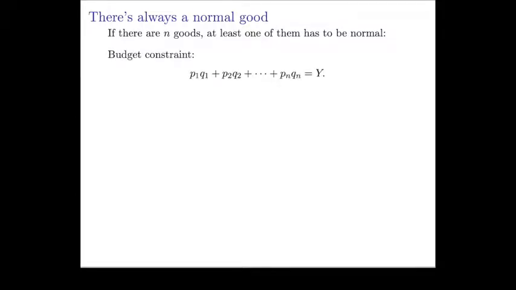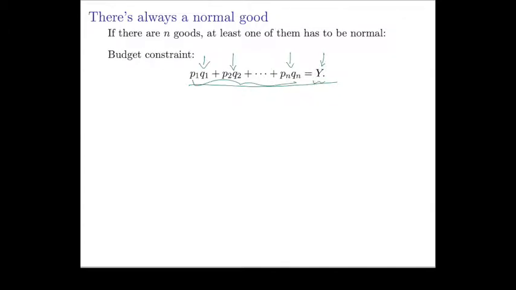The budget constraint, if you had n goods, is this. The price of good 1 times the quantity of good 1 that you consume, plus the price of good 2 times the quantity of good 2 that you consume. For every good, the price times the quantity is the total amount of money that you spend on that good. You add that up over all the goods, from 1 to n, and that has to equal your income. So your expenditure, on the left side, has to equal your income.